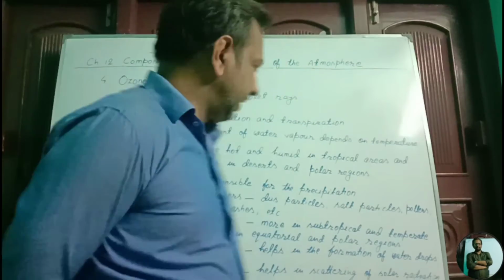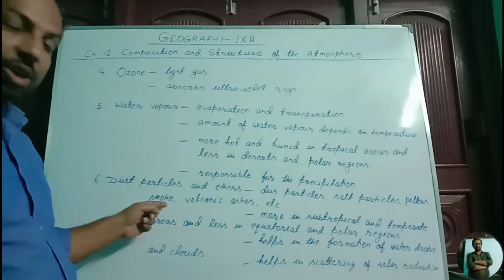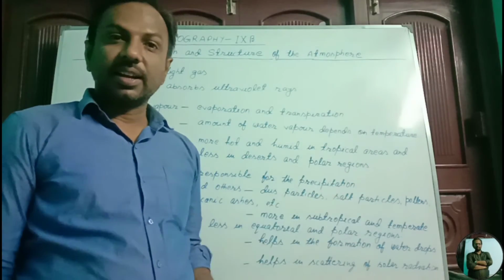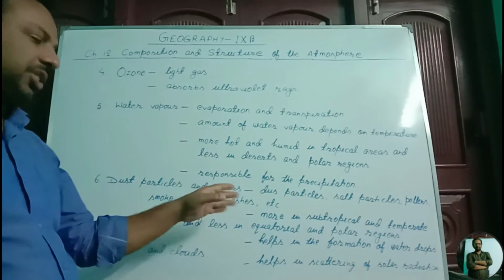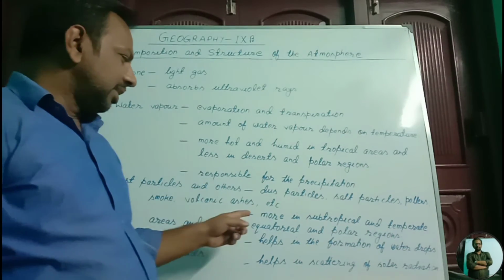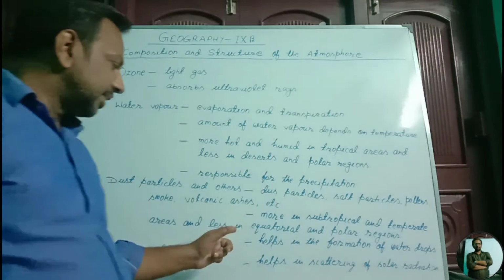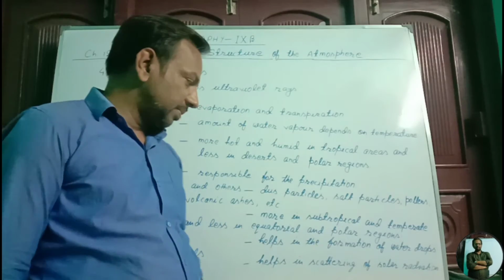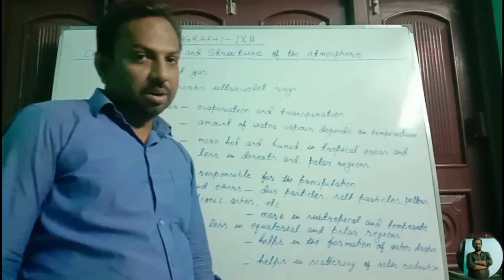Our sixth component is dust particles and others. What are those others? Dust particles, salt particles, pollen grains, smoke and volcanic ashes, etc. Except for those gases and water vapor, these are also present in the atmosphere. These dust particles and other things are more in subtropical and temperate areas and less in equatorial and polar regions due to temperature, and they help in the formation of water droplets.